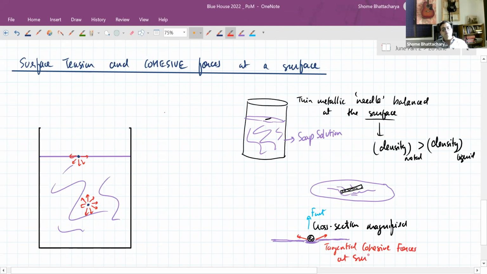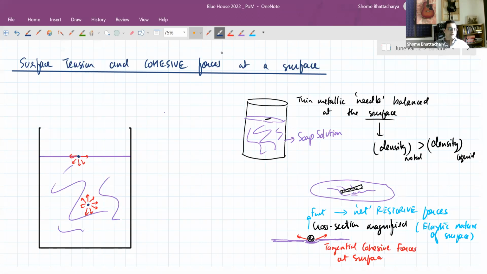At the surface, that creates a net restorative force, which exhibits the elasticity of the surface. So this elastic property, or what we call surface tension of the liquid, it has a sort of tension. It's like a stretched out layer, a thin membrane kind of thing, which has a tension or an elasticity to it. It's because of the nature of how the cohesive forces act tangentially at the surfaces of any liquid.